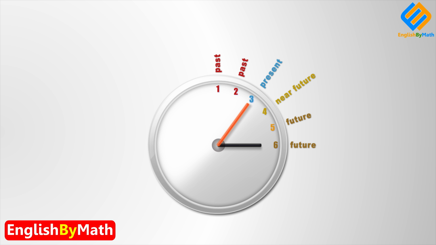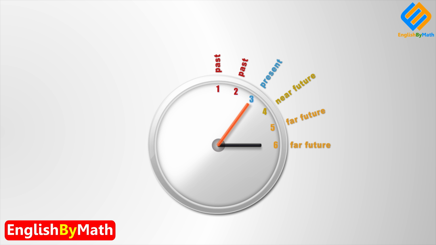Second number 5, on the other hand, is far future because it follows the near future, second number 4. Second number 5 is further away from the present than second number 4. We therefore consider second number 5 far future. Second number 6 is also far future, but it is further in the future than second number 5.